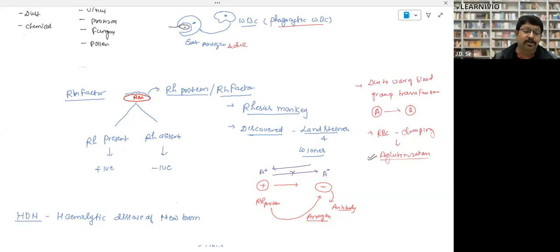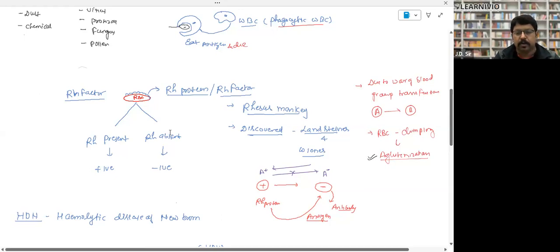If RH protein is present around the RBC, we will call the person as having positive blood group, or RH positive. If RH protein is absent, you will say that person has negative blood group. Got it? What is A positive, A negative, or what is O positive, O negative? Is that clear, Shadika? Yes, sir, it's clear.